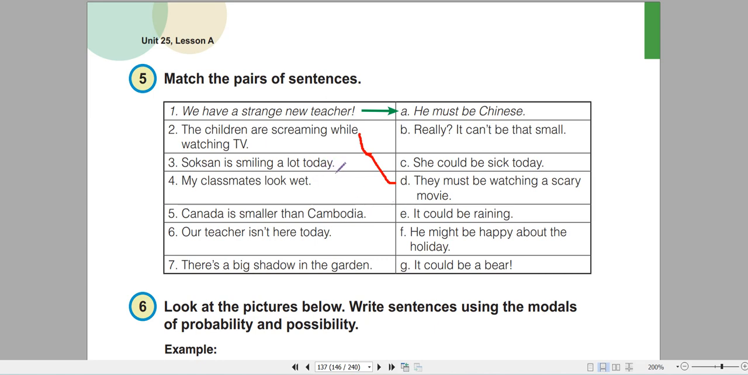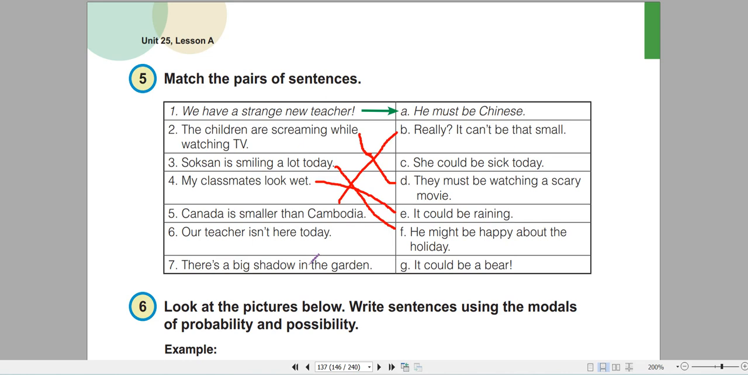Number three, letter F, right? He might be happy about the holiday. How about number four? My classmates look wet. It could be raining. Yes, this one. Canada is smaller than Cambodia, yes, this one.